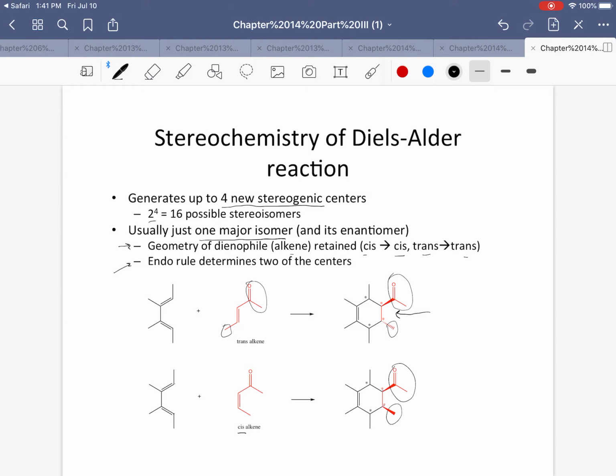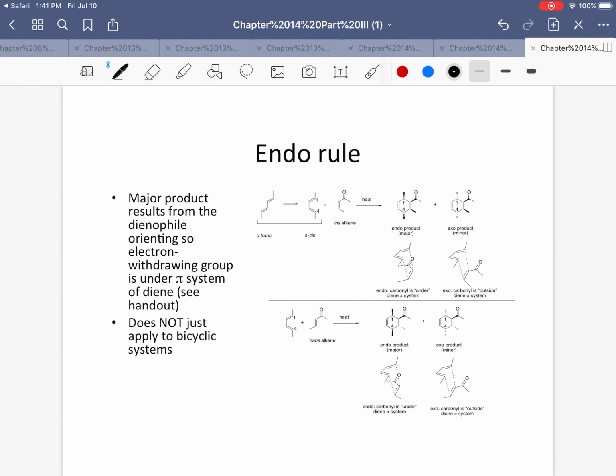If I have substituents at 1 or 4, then I'm also going to generate 2 more stereogenic centers. And that's what the endo rule explains. Your book, and a lot of books, explain this just in terms of bicyclic systems, but it applies to all Diels-Alder reactions. And the real rule is that the major product comes from the dienophile orienting so the electron withdrawing group sits under the pi system of the diene. There is a handout in D2L under content that explains this, and that's what this figure comes from.